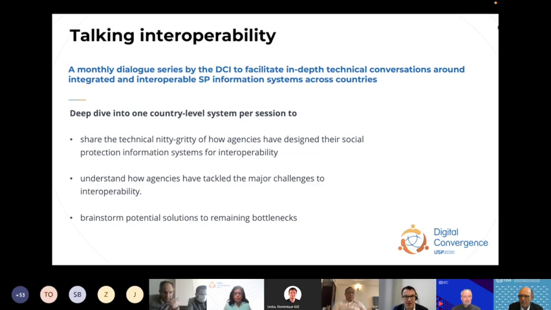So we're very grateful to our presenters from the countries to share their experience with us, and grateful today to the colleagues from the state of Karnataka to be the first ones to take us through their system. So we'll deep dive into one country level system, share the nitty-gritty of the technical aspects and how the agencies and various government ministries designed the system and set it up for the interoperability which they've achieved so far.